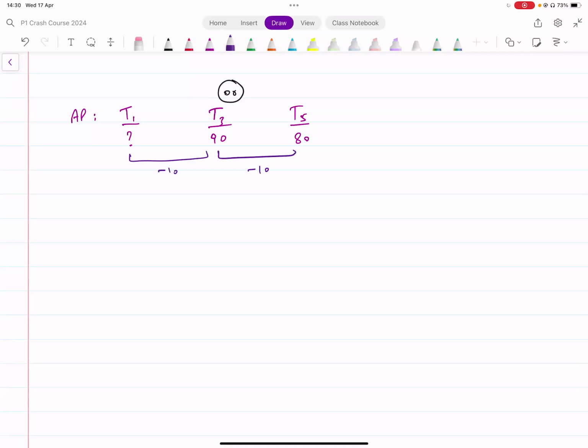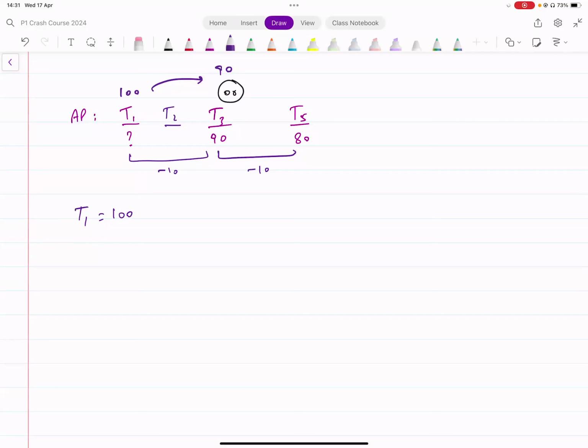So if this value is 90, this should have been 100. So that 100 minus 10 gives you 90. So you could do it in your head as well. You could say T1 equals 100 directly. Okay. And then what about the difference? If this value is 100 and you have to go to 90, which is the third term, what about the second term? What should that be?